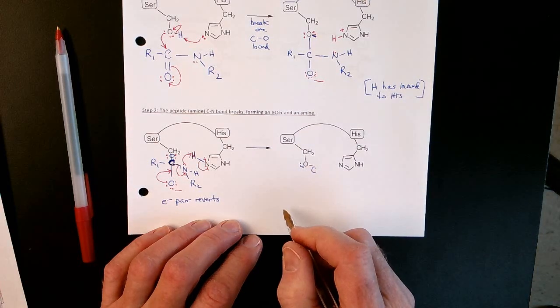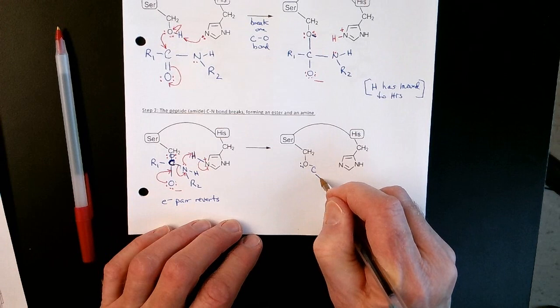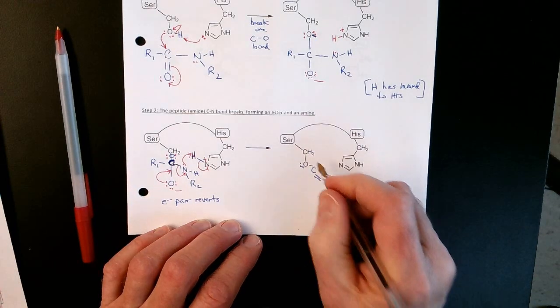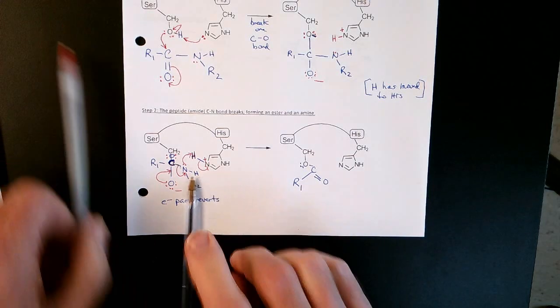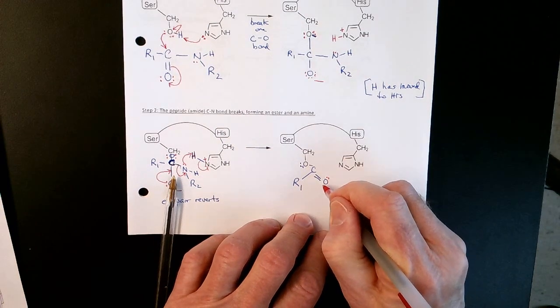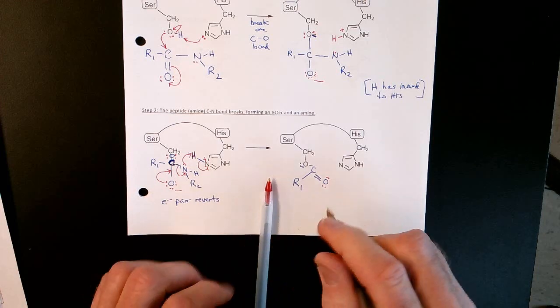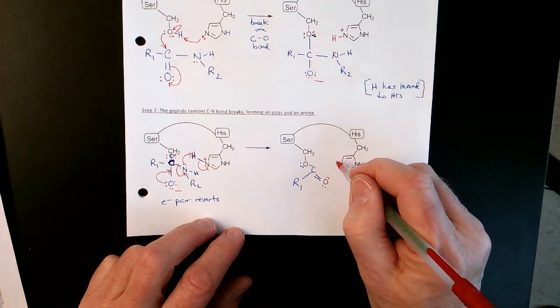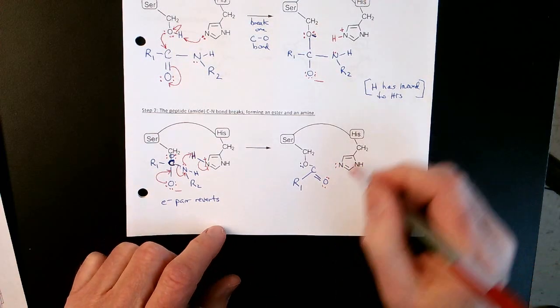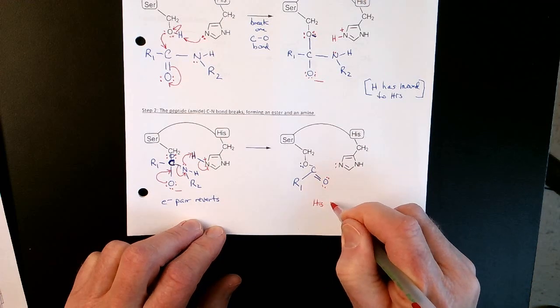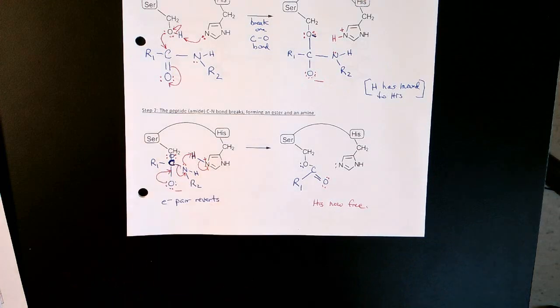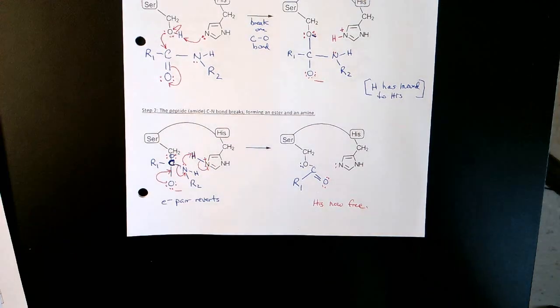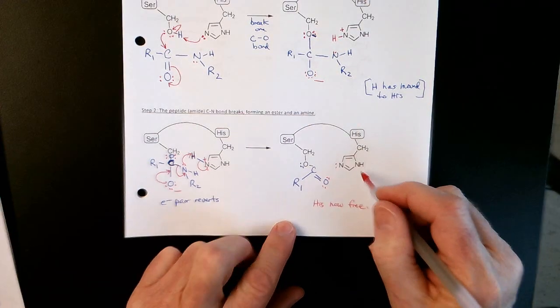We've got a bond to carbon, and we've got a bond to oxygen. There's the carbonyl, and we've got a bond to the rest of the protein. So there's R1. Okay, now notice your histidine. Histidine is now free. And let's not forget the main thing that got accomplished on the substrate, the protein.